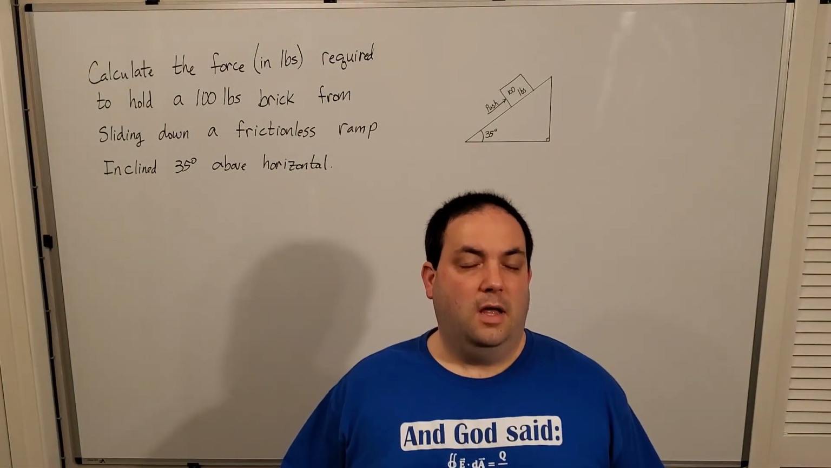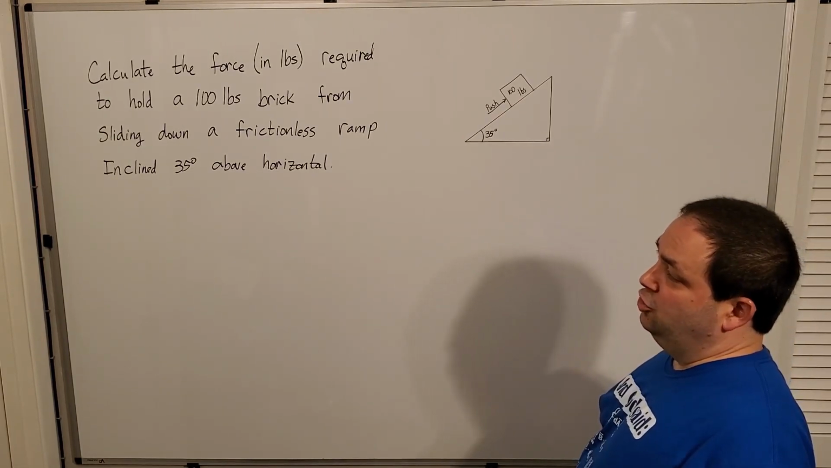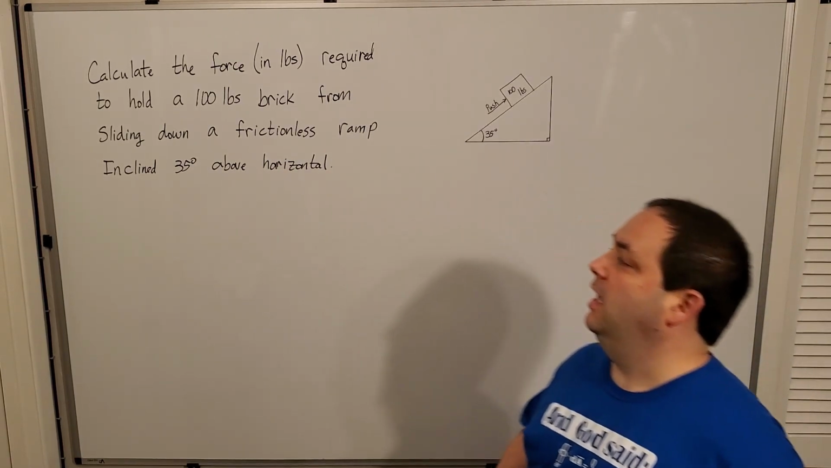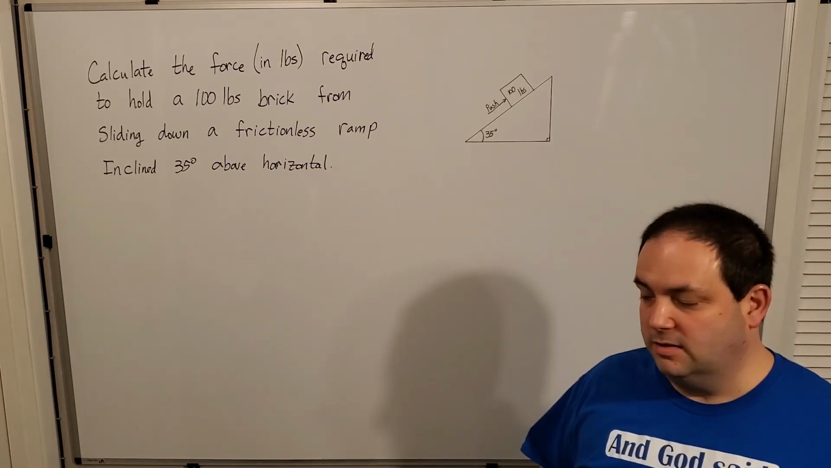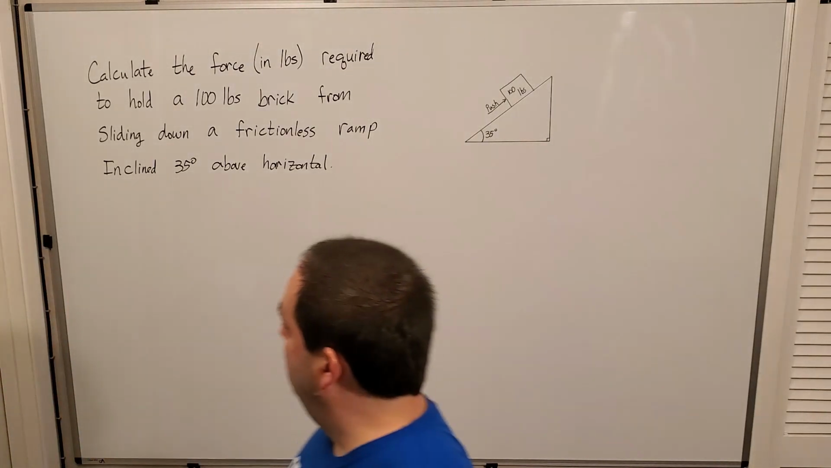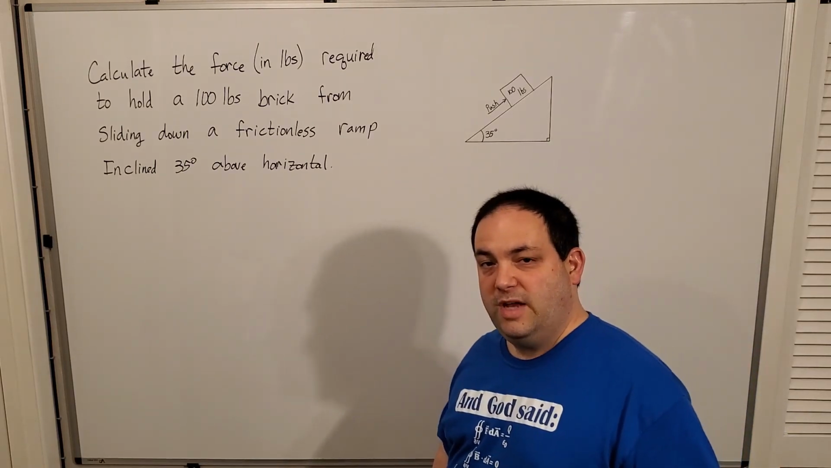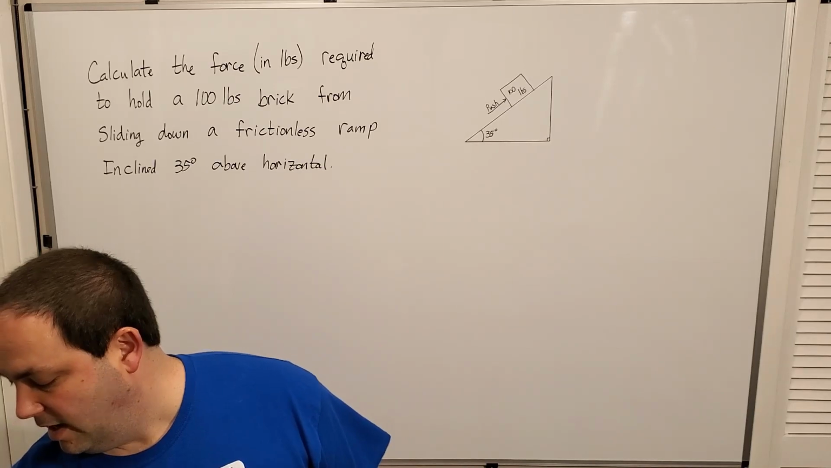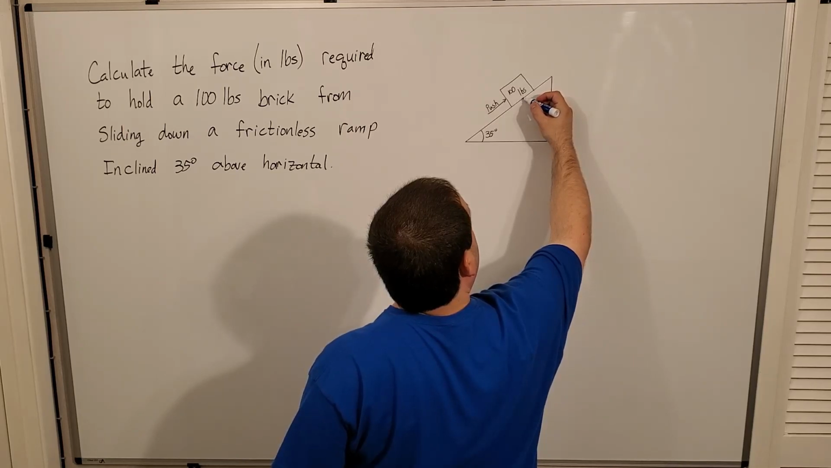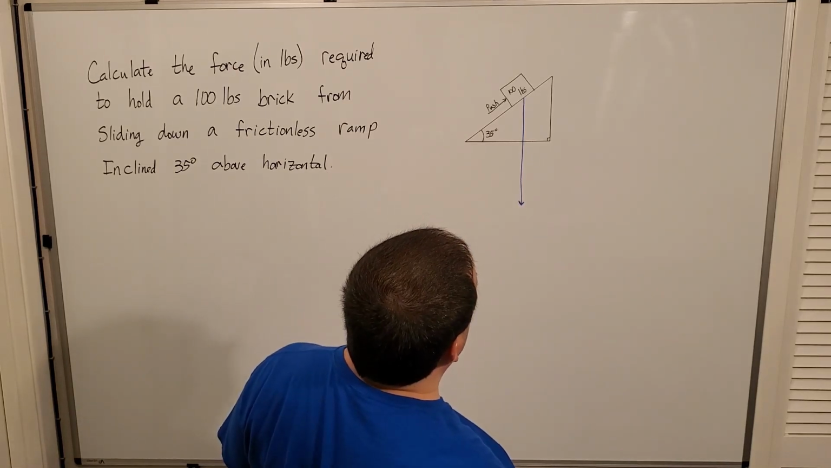A quick vector application. Calculate the force required in pounds to hold a 100-pound brick from sliding down a frictionless ramp that's inclined 35 degrees above horizontal. Okay, so I say it's a quick application because we can use the magnitude of a projection to quickly make this computation. Notice that the weight, the 100-pound weight vector, is technically here, right? Pulling down on the object.